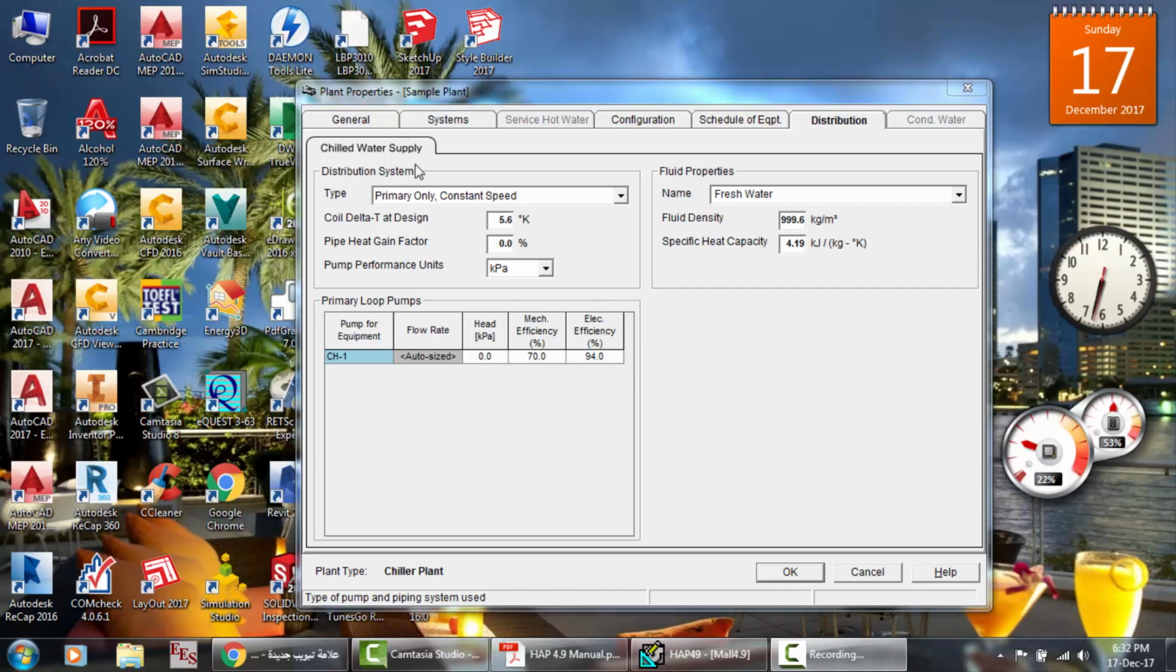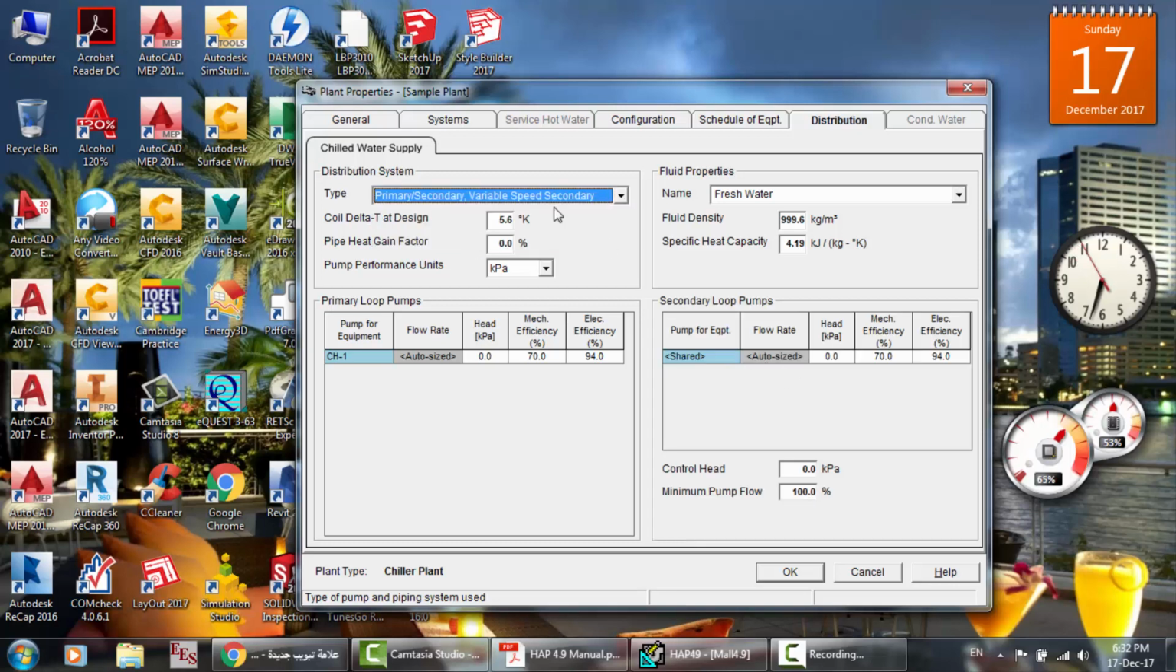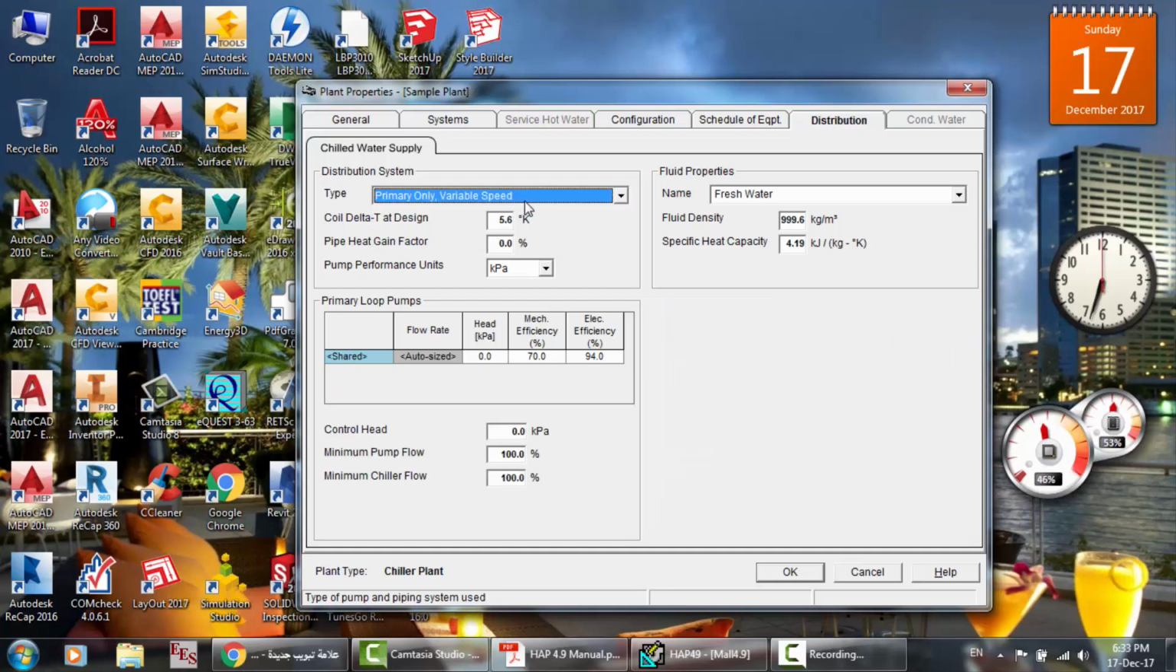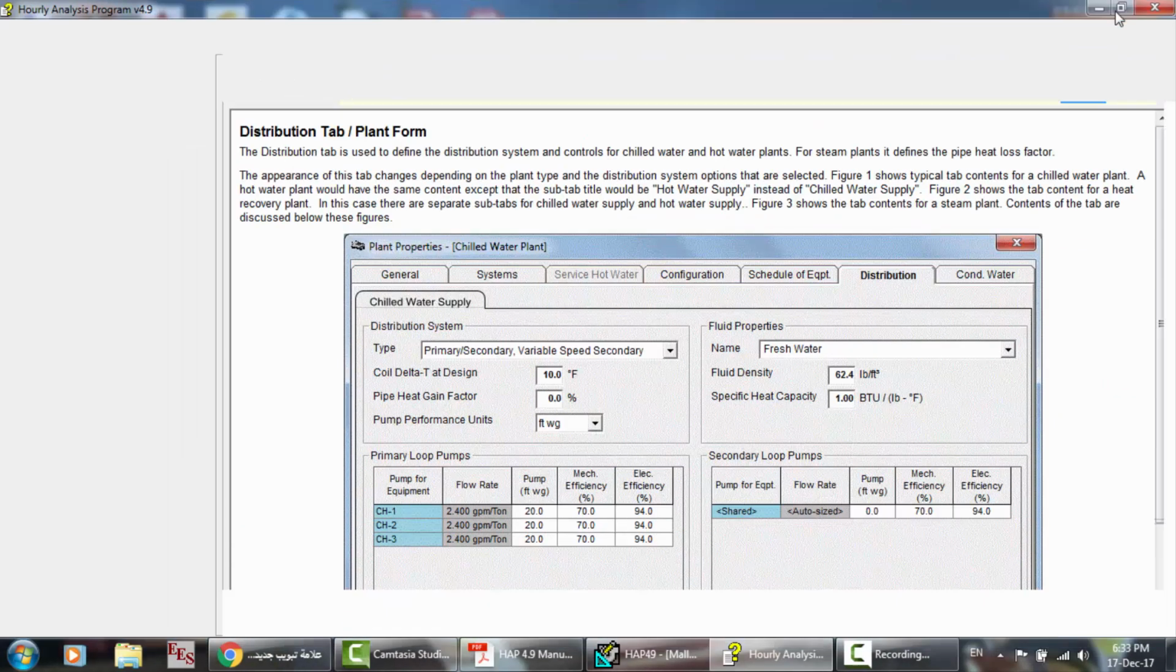Now, ladies and gentlemen, the distribution tab here, to enter here for the chilled water supply, the distribution system, the primary loop pumps, and the fluid priorities. For the type, we have three options: primary only, constant speed; primary only, variable speed; and primary secondary, variable speed. So for primary only constant speed, you have to know this.